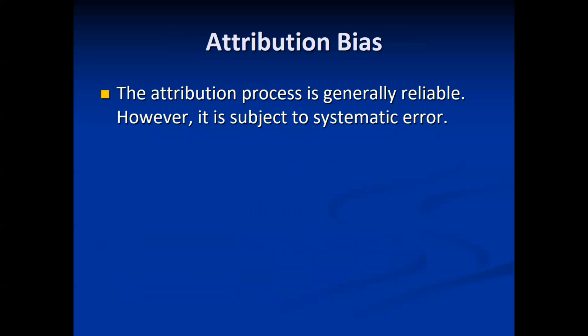The attribution process is generally reliable. Because we practice making attributions every day, we are generally quite good at it. Most of the time, our explanations for people's behaviors are quite accurate. If they were not, we would not be able to navigate in the social world. However, we do sometimes make mistakes in our attributions, and some of these mistakes are common to everyone. These are known as the attribution biases.